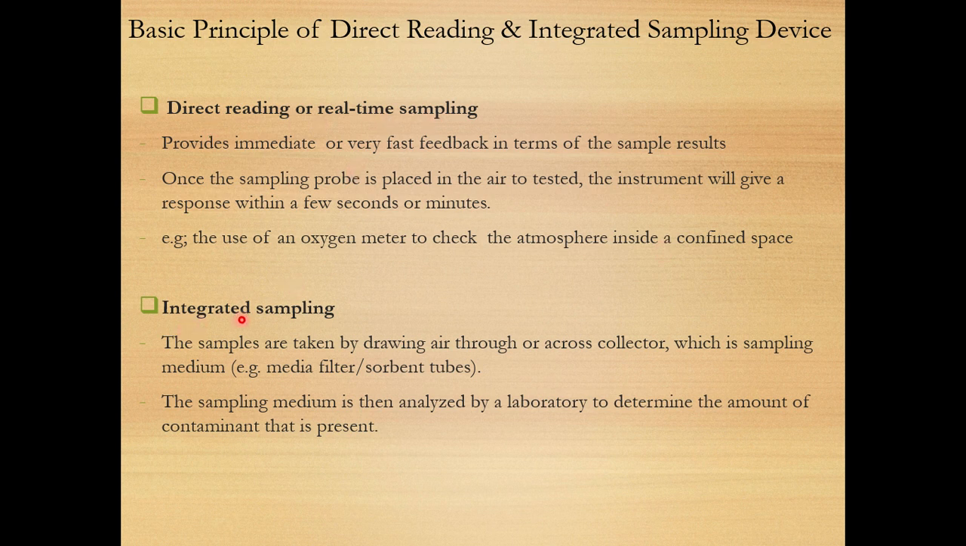But for integrated sampling, the samples are taken by drawing air through or across a collector, which is a sampling medium, for example, a media filter or sorbent tube. Whether you want to use a media filter or sorbent tube depends on the nature of the contaminant that you are facing. For example, if you are dealing with particulates, you will use a media filter. But if you are dealing with gas or vapor, you will use a sorbent tube as a medium.